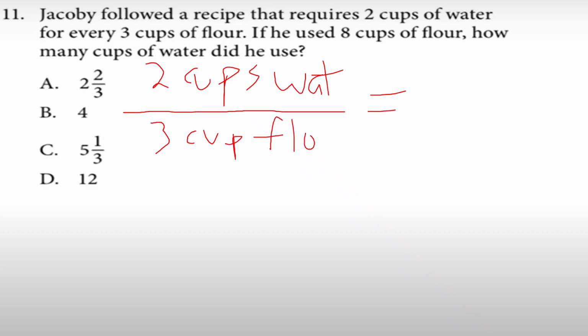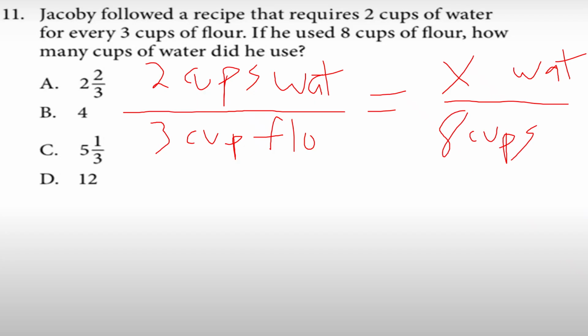And that's going to be equal to, so remember, whenever you're doing proportions, if water's on the top on one side, water has to be on the top on the other side. If flour's on the top for one side, flour has to be on top for the other side. So we need to put water up at top, but it doesn't give us a water, so we could either use a question mark or we can use X. And we have 8 cups of flour on the bottom.